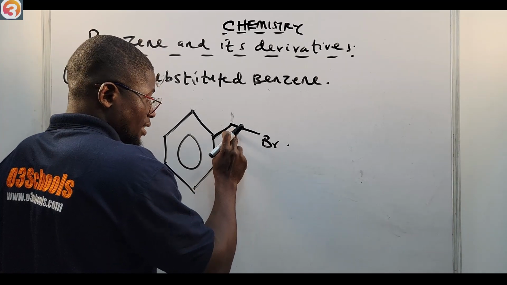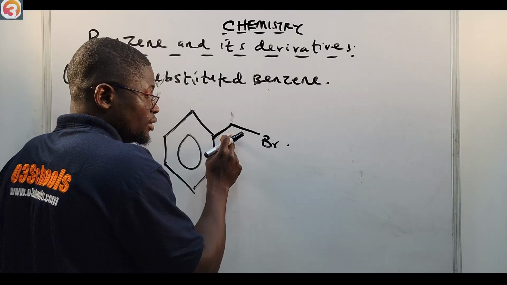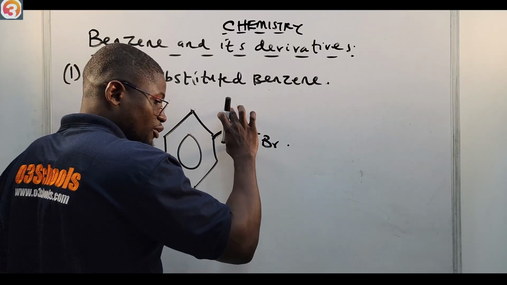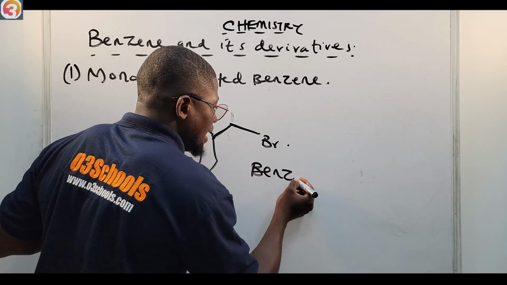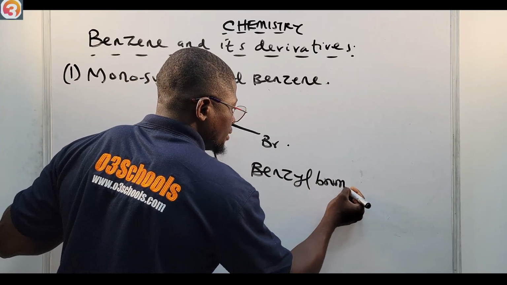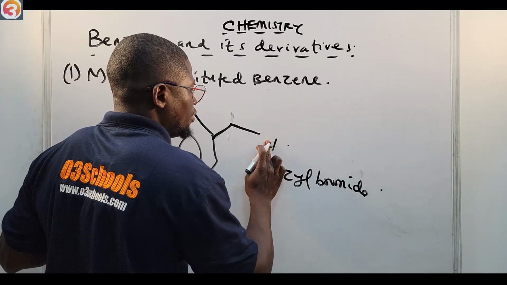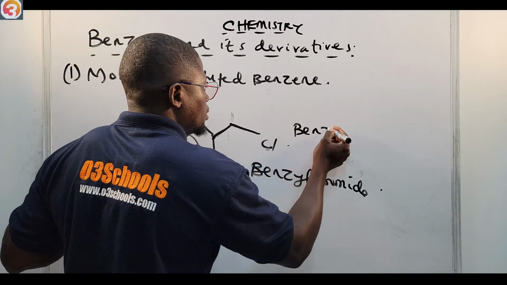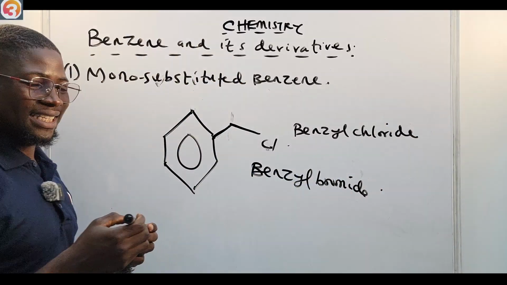This is a stick form. That means there's a carbon atom here, and that carbon atom will have 2 hydrogen atoms. So this one is called benzyl bromide. If it's chlorine, we'll call it benzyl chloride. It's as simple as A, B, C.